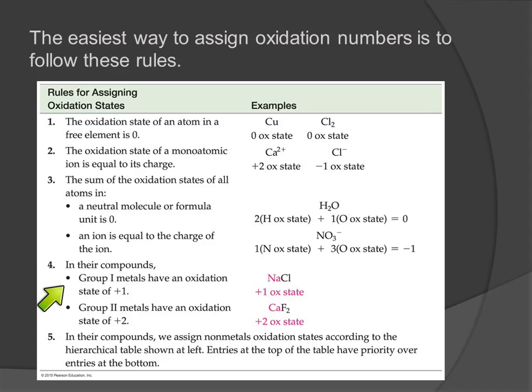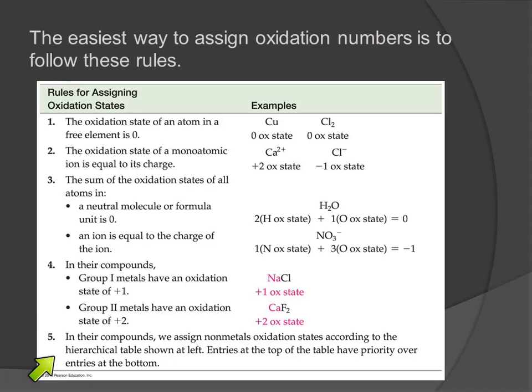In their compounds, group 1 metals have an oxidation state of +1. Group 2 metals have an oxidation state of +2. That may seem a little redundant, because if we go back up here, the oxidation state of a monatomic ion is equal to its charge. But it's put in there, again, for a reason.